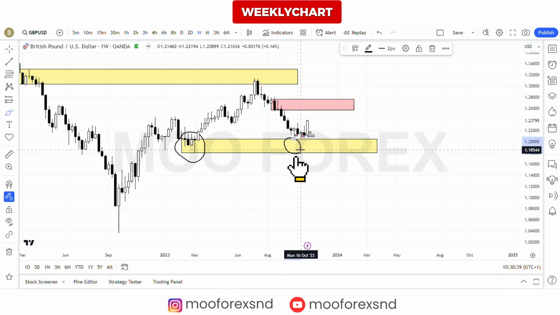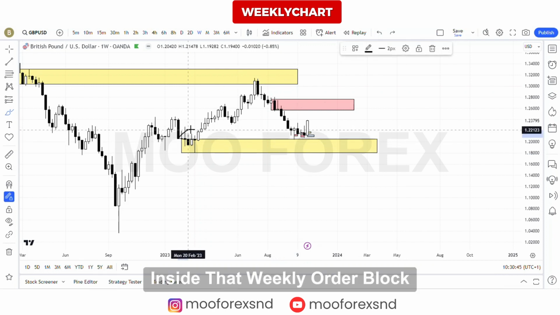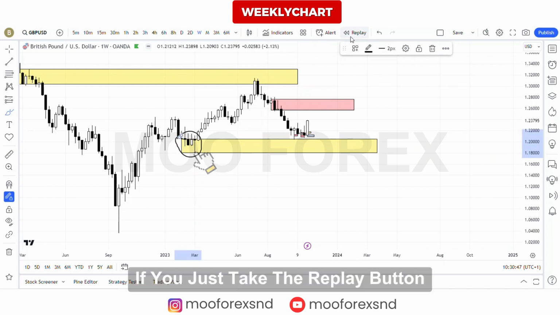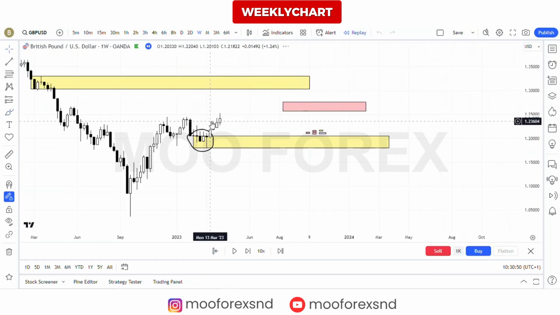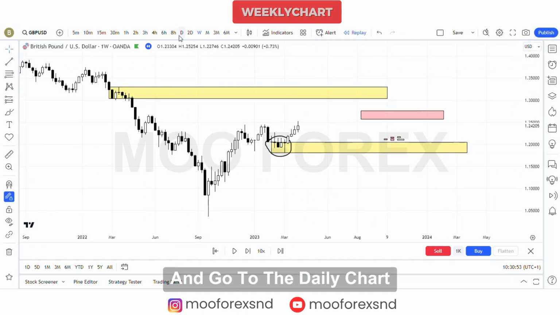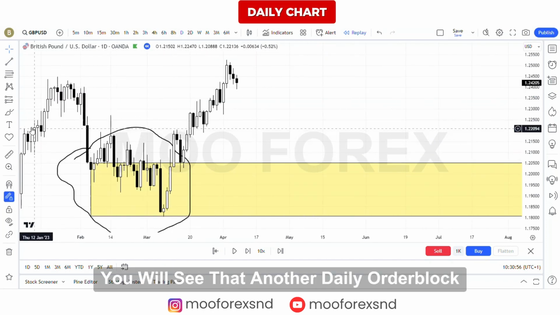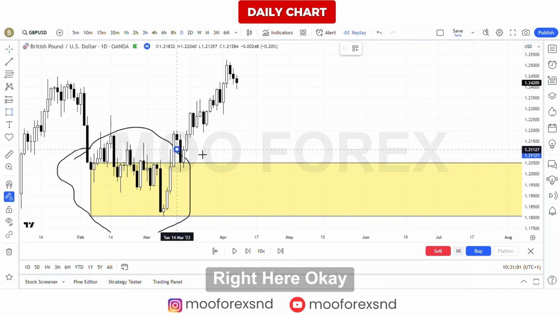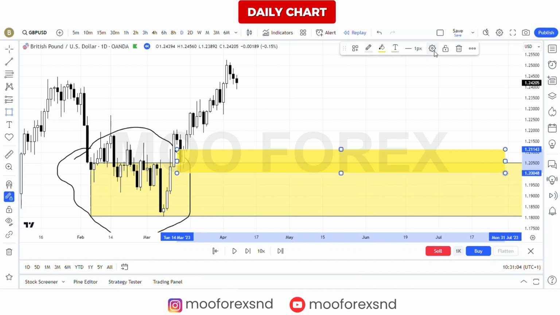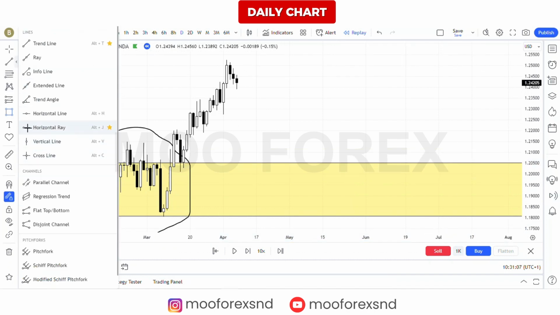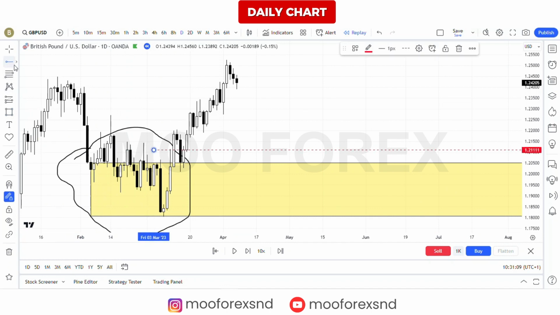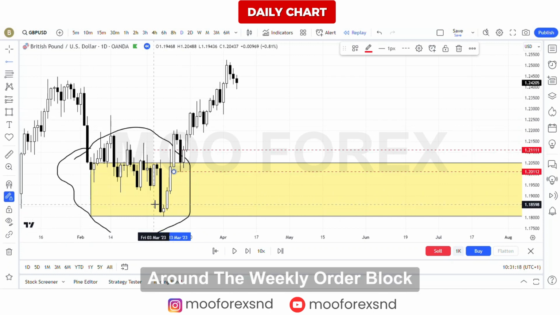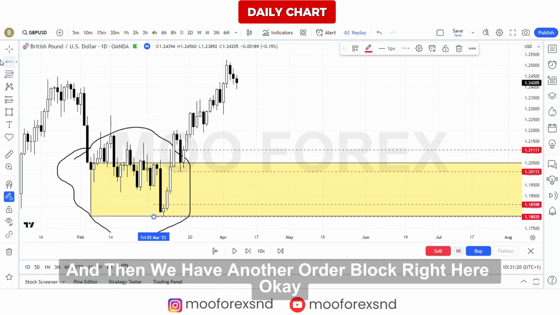Okay guys, inside that weekly order block, if you just take the replay button and go to the daily chart, you will see that another daily order block right here. Okay, we'll check this one here. That's the daily order block around the weekly order block, and then we have another order block right here.